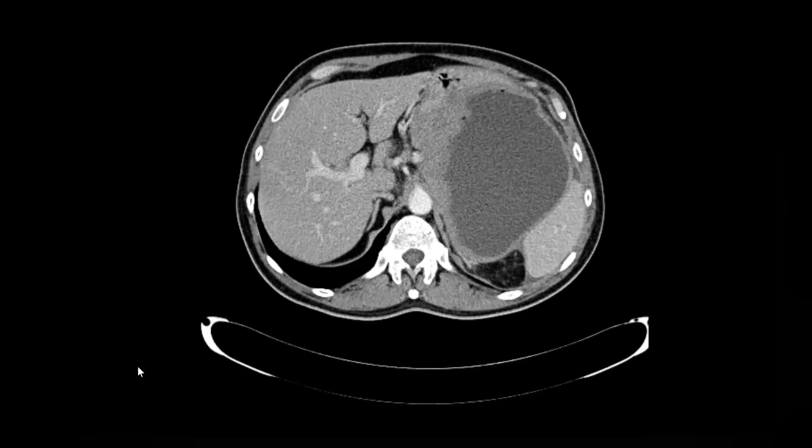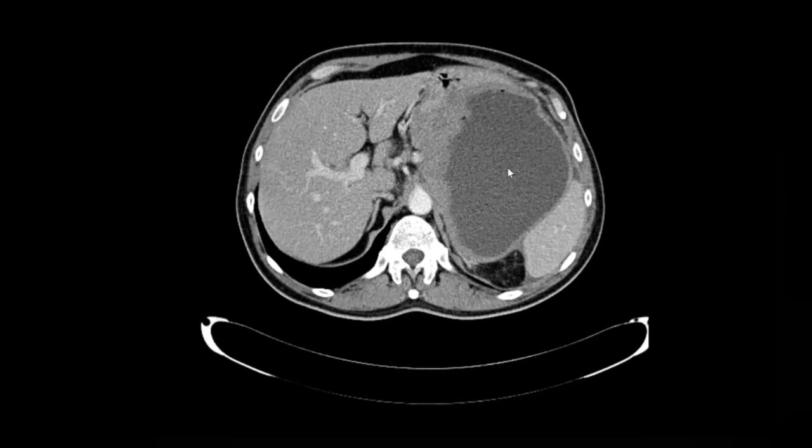I would keep the topmost differential of gastrointestinal stromal tumor. However, I would keep the other differentials of adenocarcinoma and lymphoma, but those will be unlikely. Yes, excellent.